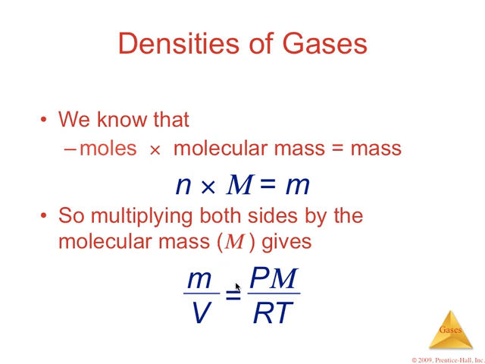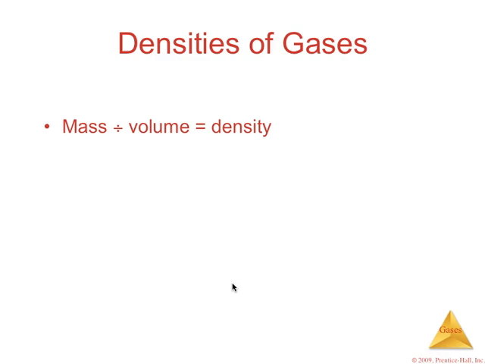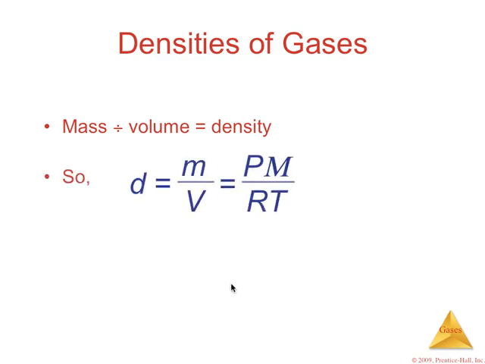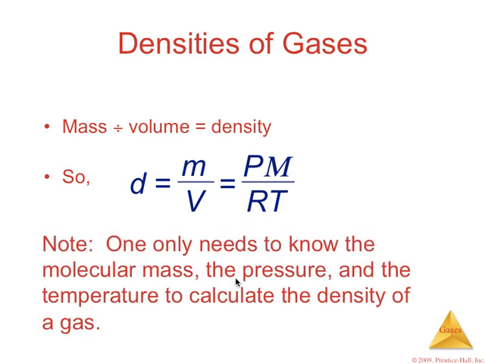What's mass over volume? That's the density. So the density of a gas is equal to m over v, which is equal to the pressure times the molecular mass over RT. So we only need to know the molecular mass, the pressure, and the temperature, so we can calculate the density of a gas. That's actually kind of cool. So let's run through an example.